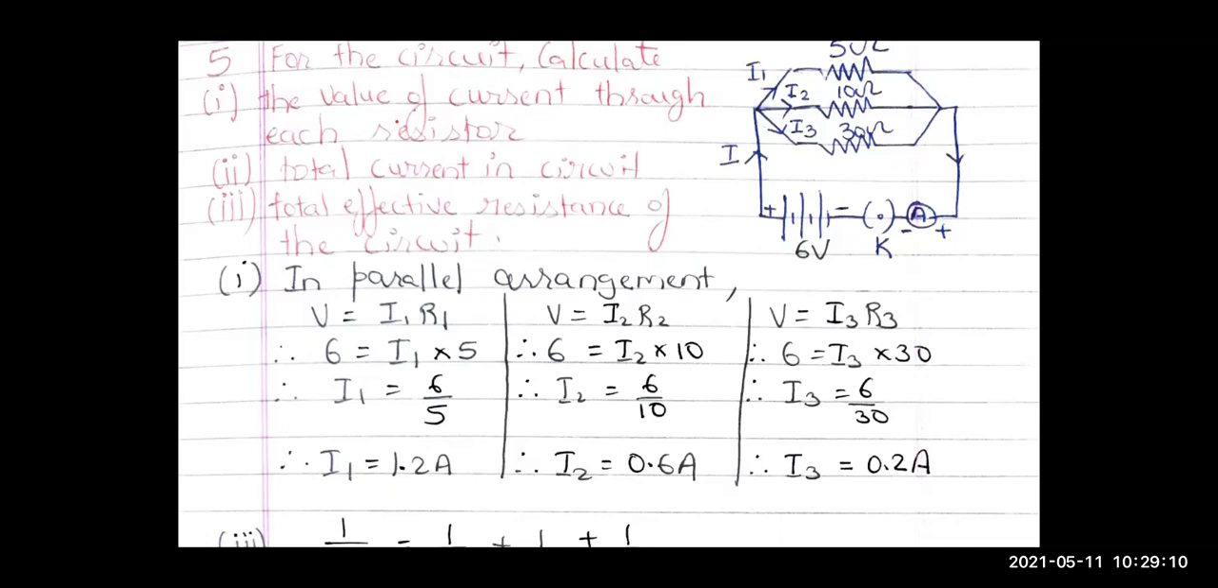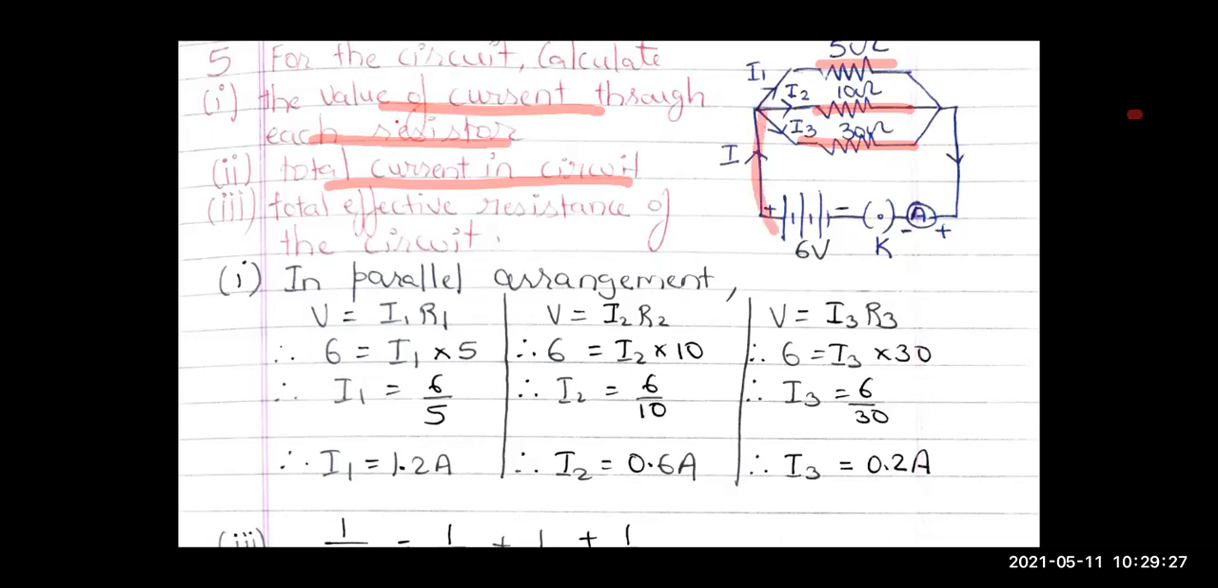What we have to find? We have to find the total current in the circuit, and the current through each resistor. Means how much current went through the 5 ohm? How much current did flow through 10 ohm? What amount of current did flow through 30 ohm?